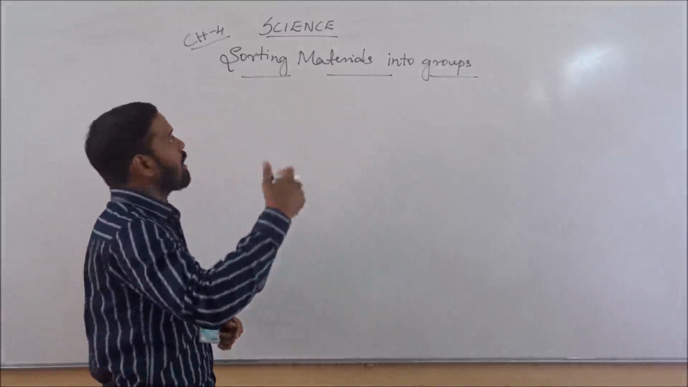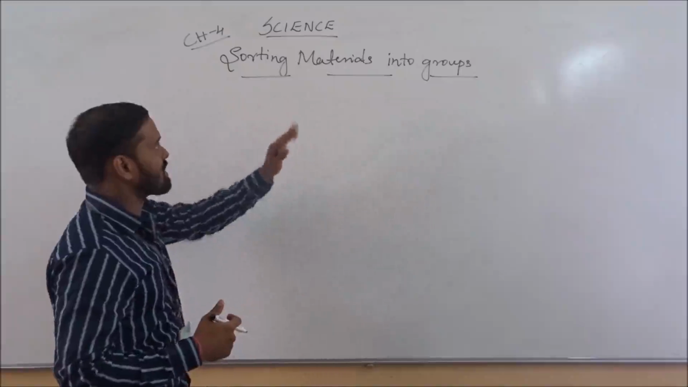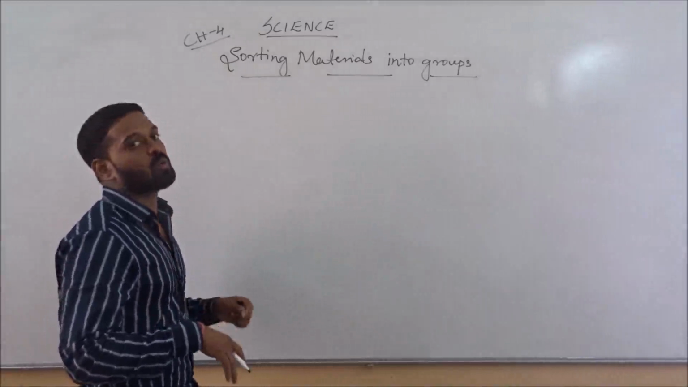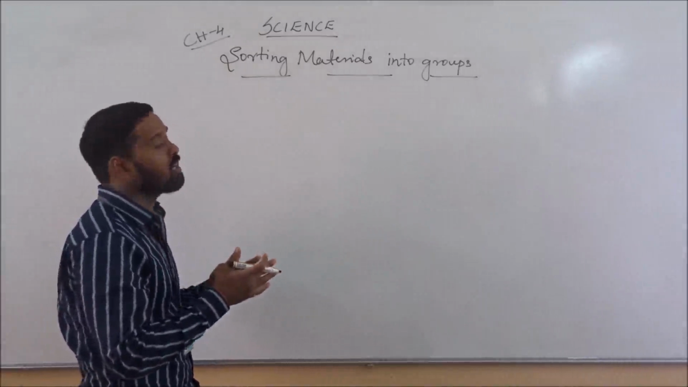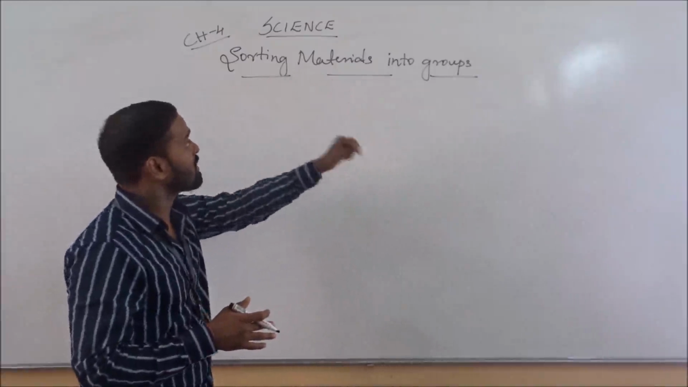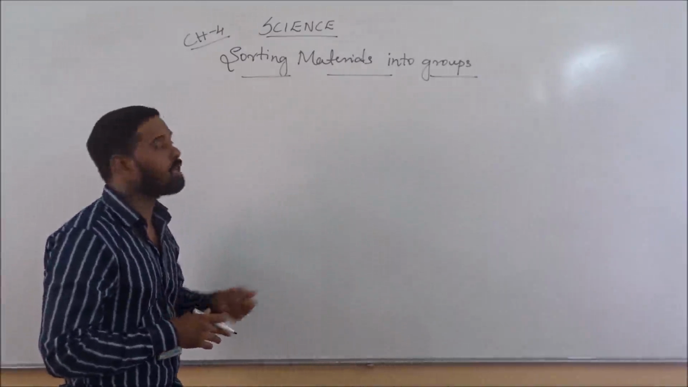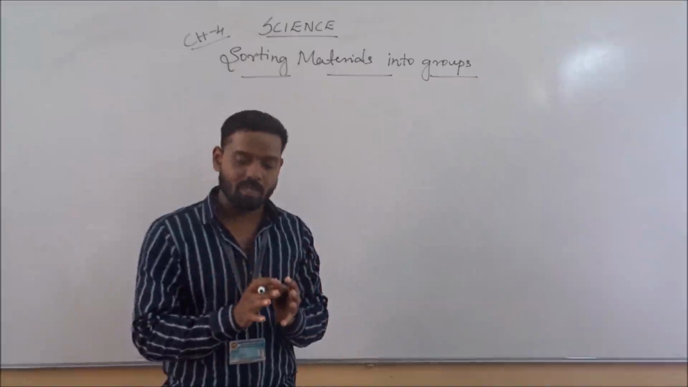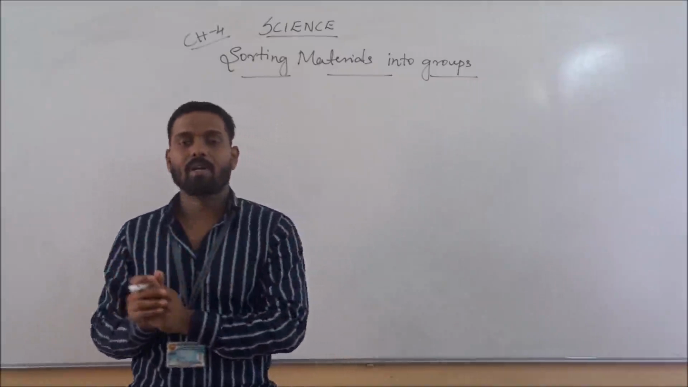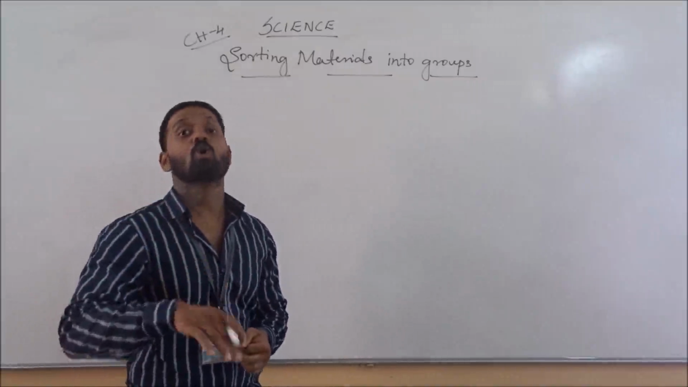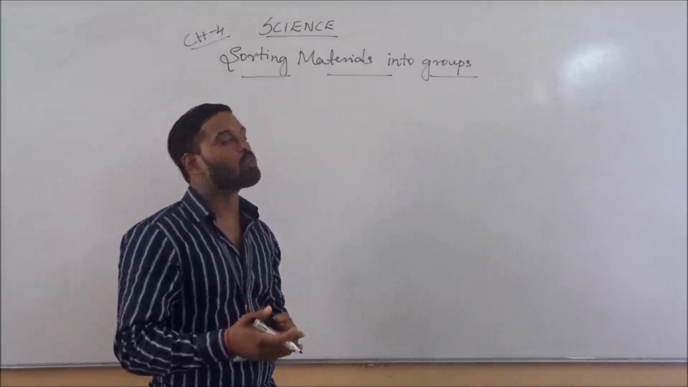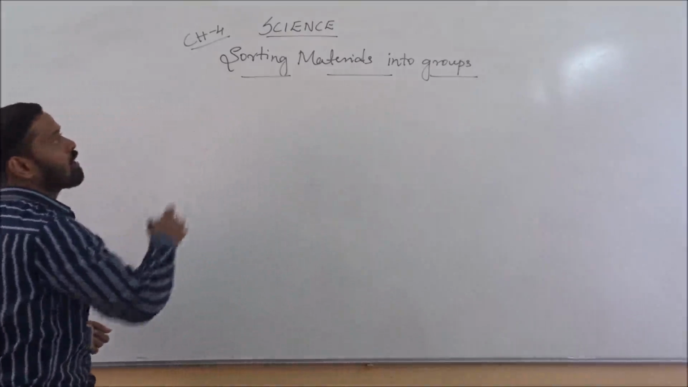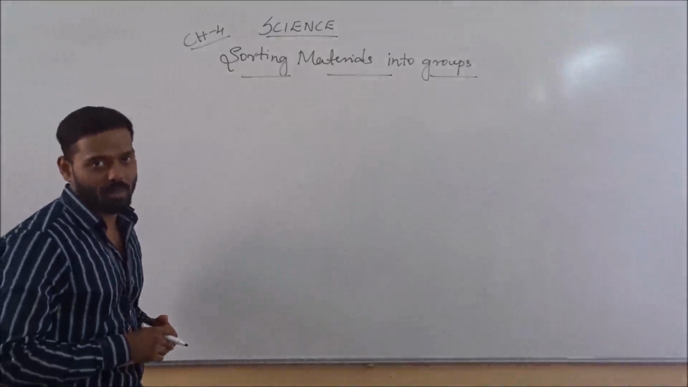Based on the criteria, we are going to classify whatever materials and objects are present in our surroundings. On what basis we are going to study and separate them, that is what we will study in this chapter. We will make the materials and objects into separate groups based on certain properties. On what properties we make the groups is a very interesting thing we will learn in the chapter on sorting materials into groups.